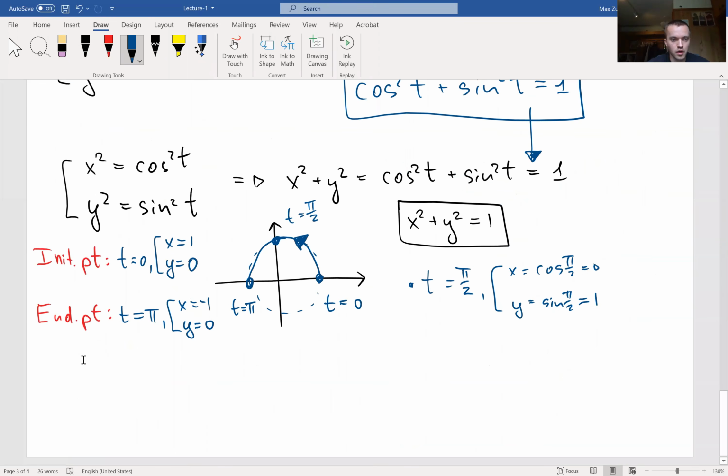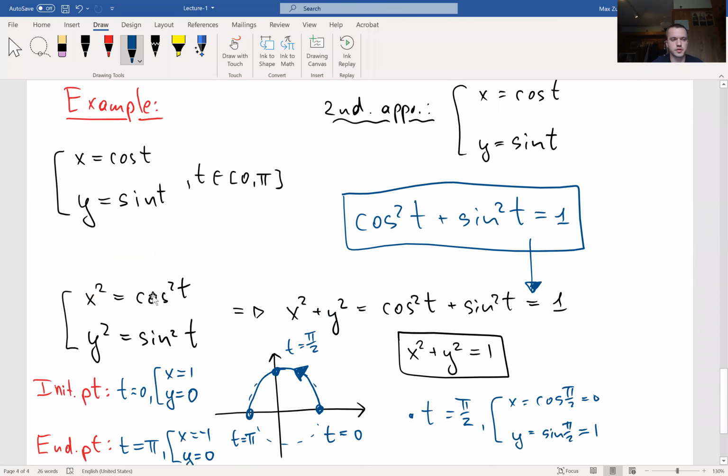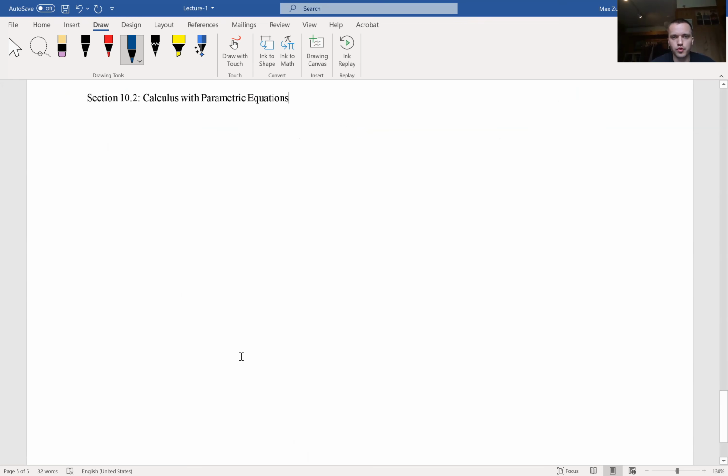Okay. So before I move on, do you have any questions about section 10.1? In this section, what we're going to do right now is calculus with parametric equations. You remember that we learned a lot of different concepts, like taking derivatives, finding the equations of tangent lines, etc. And what do we want to do right now? We want to generalize those concepts to parametric equations.